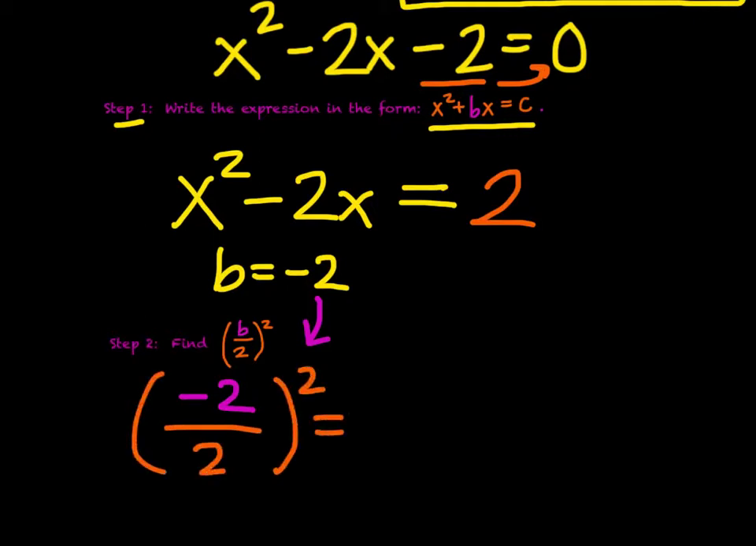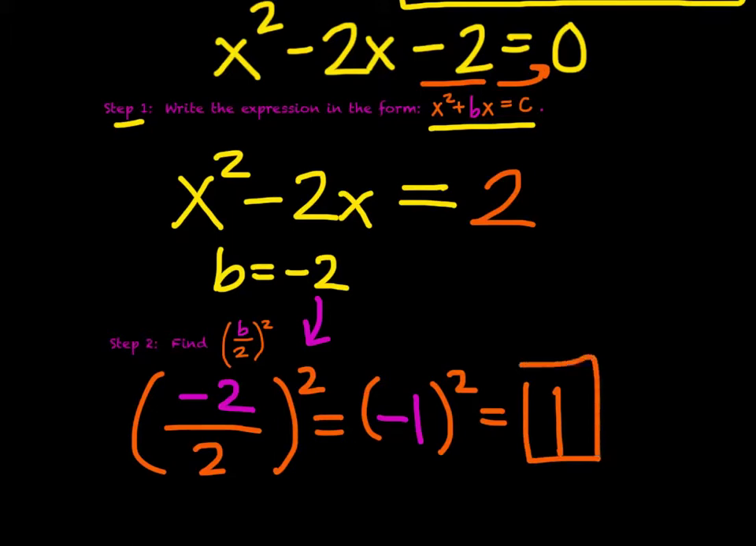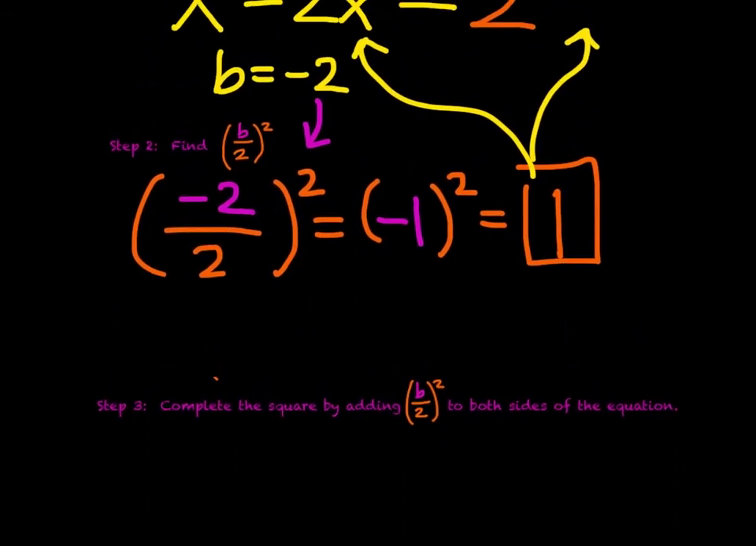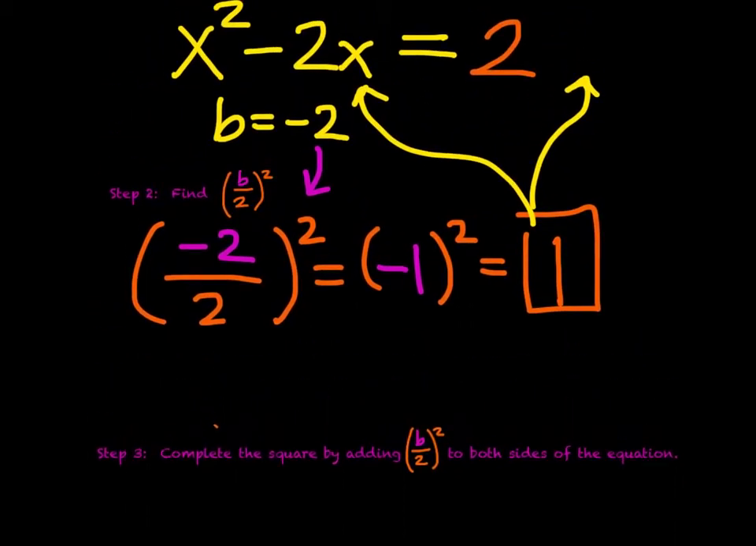Negative 2 divided by 2 is a negative 1. And now we're going to square that quantity and we'll end up with a positive 1. So that is our amount that we're going to add to each side of our equation. We're going to add it to this side of the equation and we're going to add it to this side of the equation. So next step, step 3, actually adding it to each side of the equation.